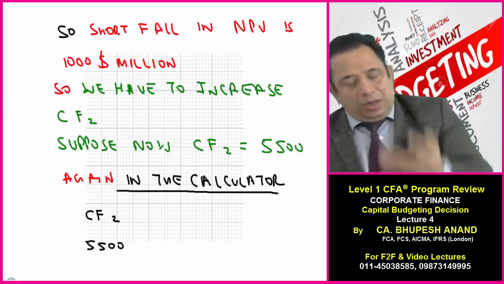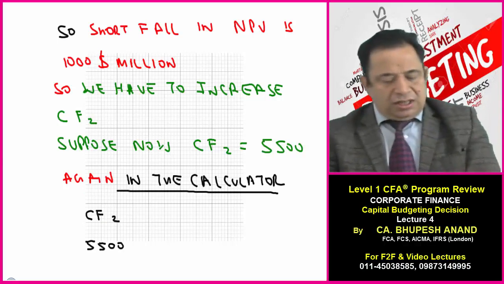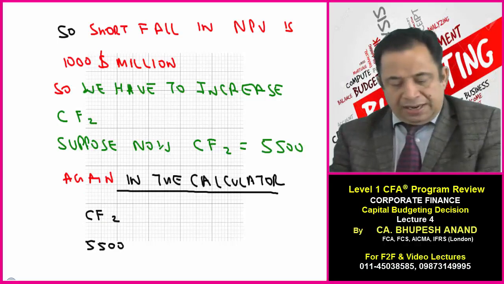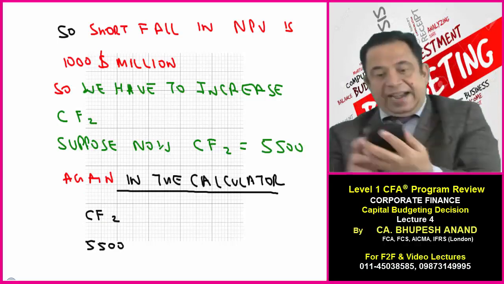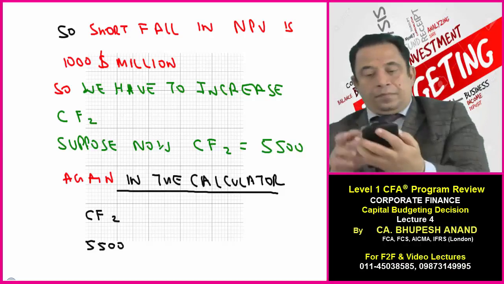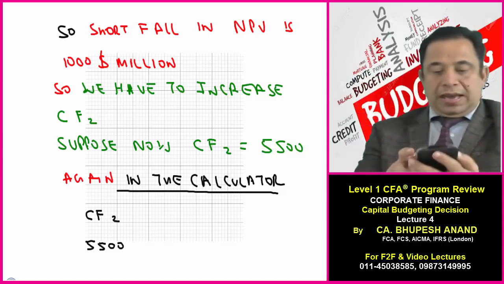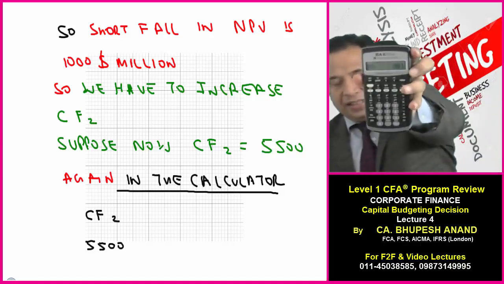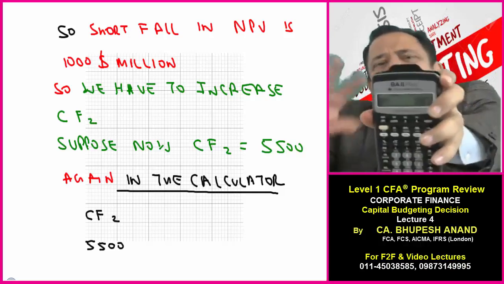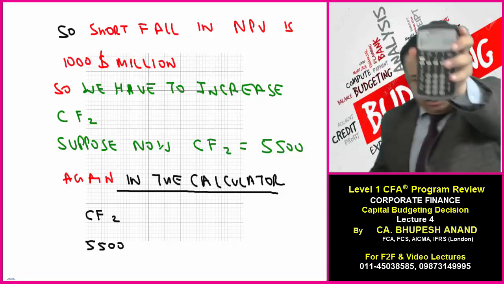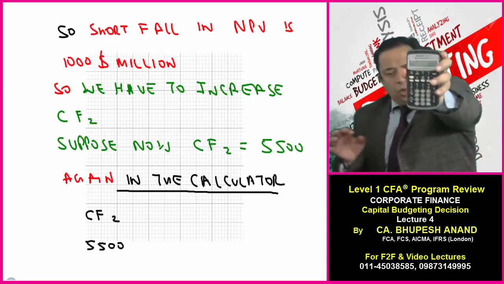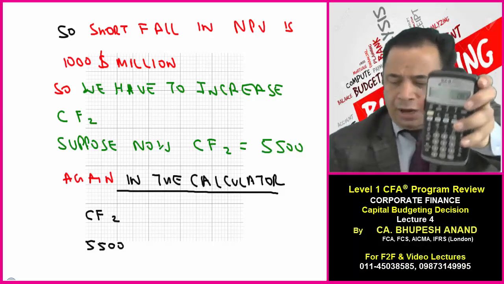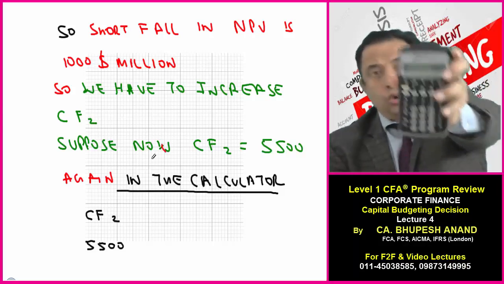So let it be 5500. Again I am going to the cash flow function, and I am going to cash inflow 2. Instead of 4000, I am making it 5500. Enter. Compute NPV. And the figure is coming as 1987. It is roughly 2000. So please write down firstly this. Shortfall in NPV is $1,000. So we have to increase CF2, cash inflow 2. Suppose now cash inflow 2 is 5500.